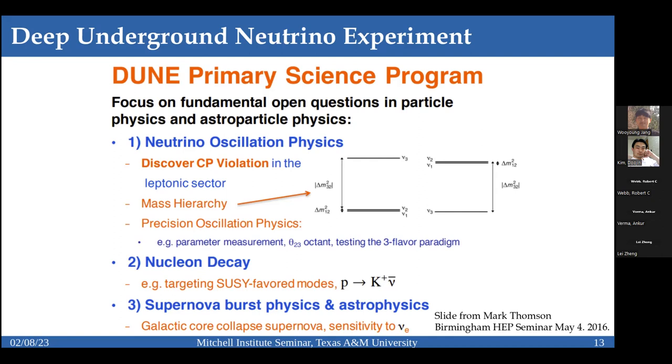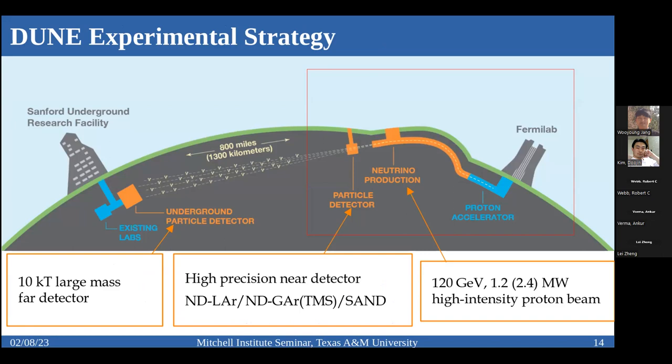The cross-sectional view of the DUNE experiment looks like this. Here is Fermilab, where a proton accelerator delivers a 120 GeV high intensity proton beam toward the near detector. There's a target system, and the near detector is here. In the target, we produce a high intensity neutrino beam, and we measure the neutrino beam at the near detector first, and then at the far detector.